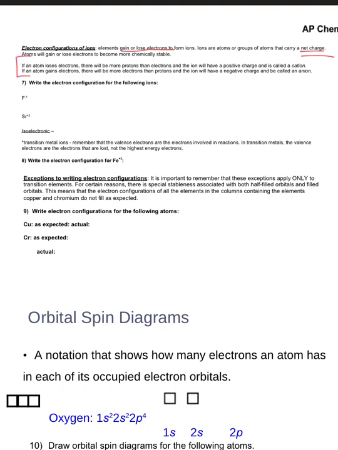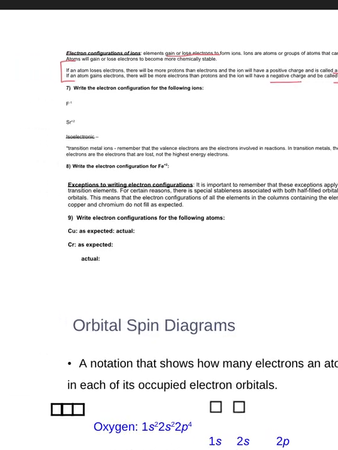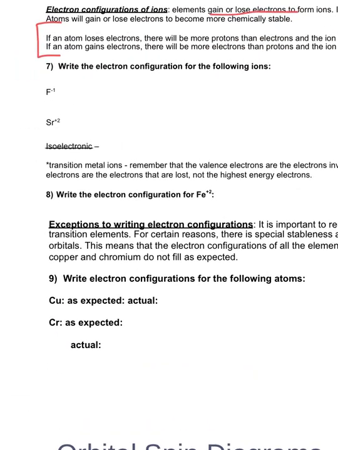Here it says if an atom loses electrons, there will be more protons, so it will have a positive charge, which means it's a cation. If atoms gain electrons, there will be more electrons than protons, so it'll have a negative charge and be an anion. So they want us to write the electron configurations for the following ions.